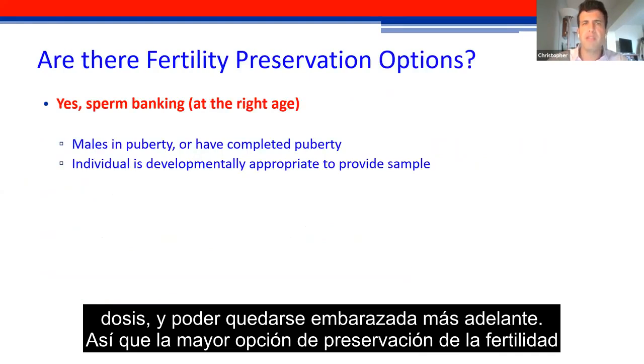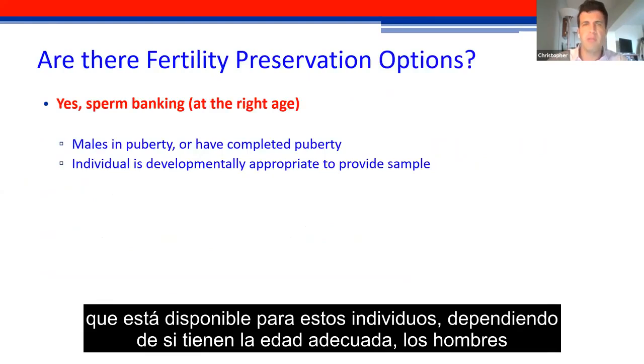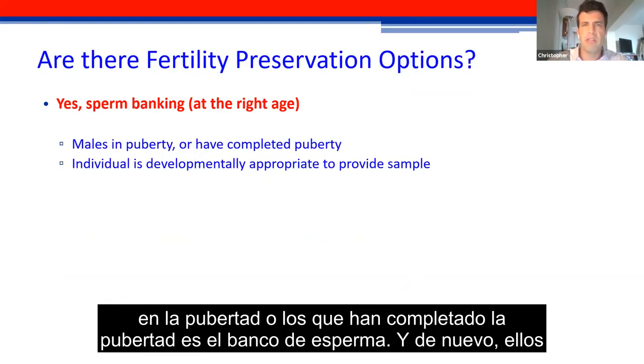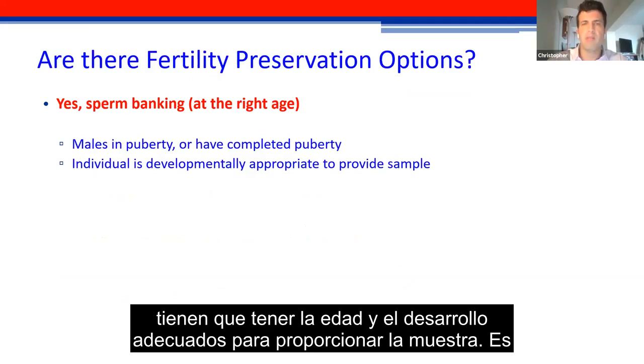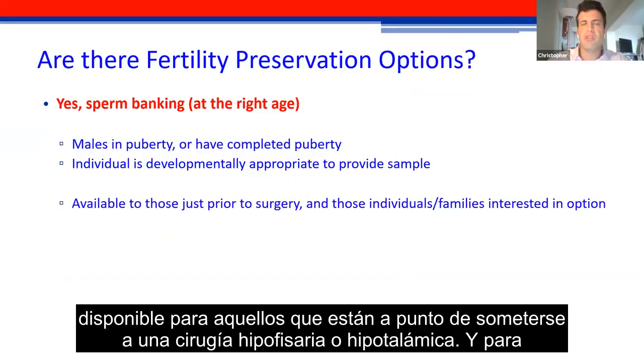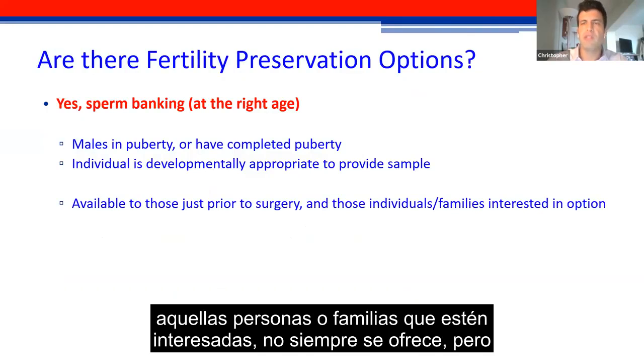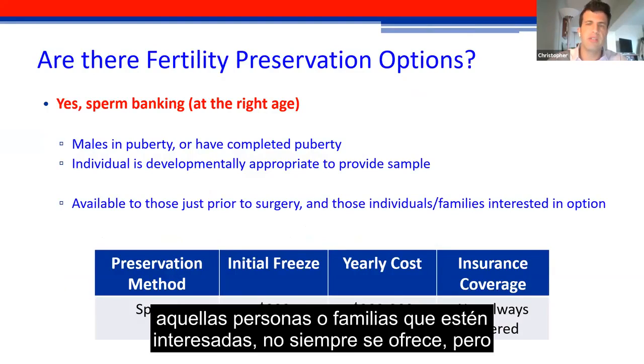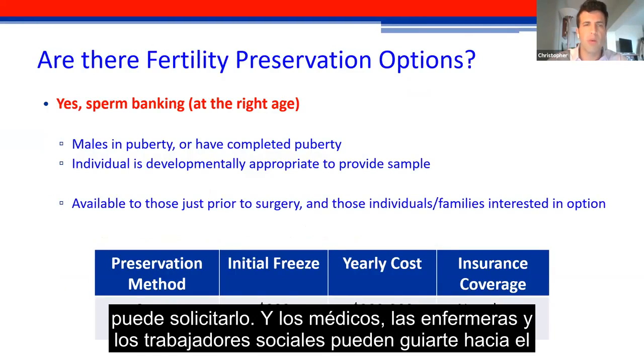So the biggest fertility preservation option that is available to these individuals, depending if they're at the right age, males in puberty or those who have completed puberty, is sperm banking. And again, they have to be the right age and developmentally appropriate to provide the sample. It's available to those just about to undergo pituitary or hypothalamic surgery, and to those individuals or families who are interested. It's not always offered, but you can request it.